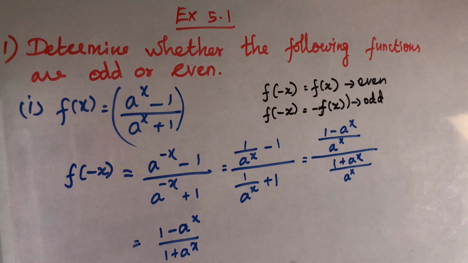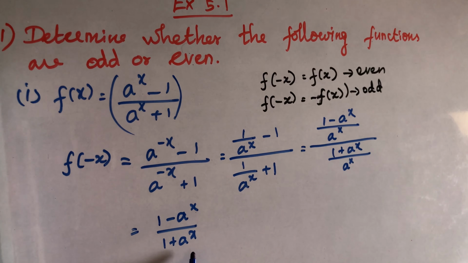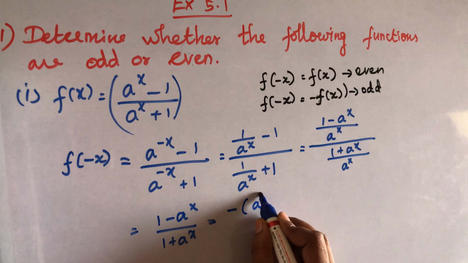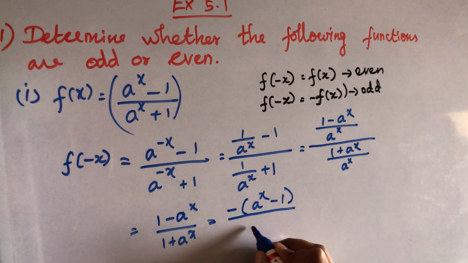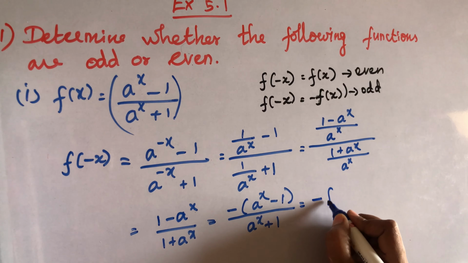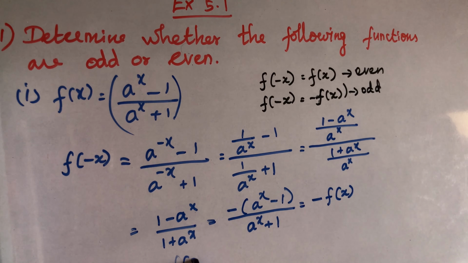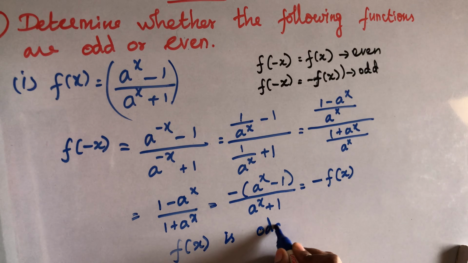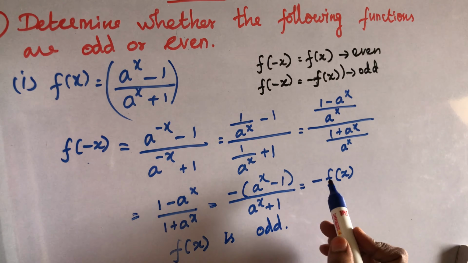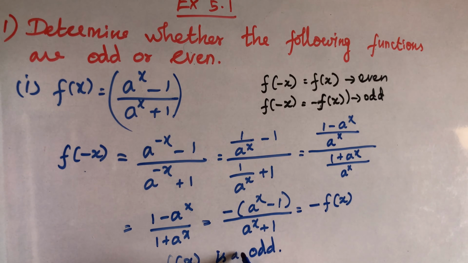Now, check the function. In the denominator, I have a power x plus 1. Here it is 1 plus a power x. No change. But in the numerator, it is a power x minus 1. But f of minus x is 1 minus a power x. So, I write it as minus of a power x minus 1 divided by a power x plus 1. This is our f of x, and so this is equal to minus f of x. So, the given function in this problem is odd, because when you substitute minus x for x, you get the function as minus f of x. So, it is an odd function.